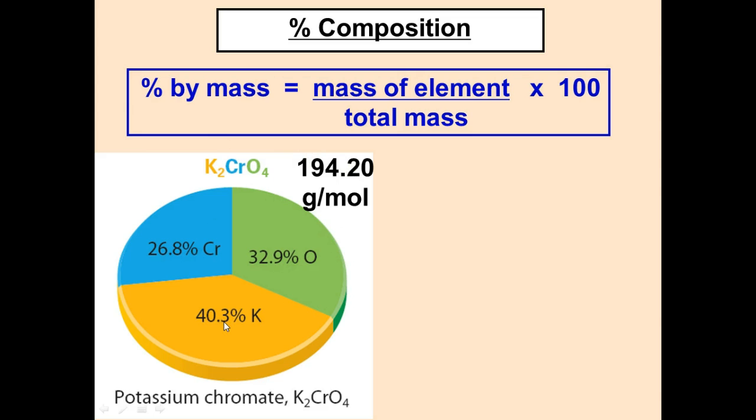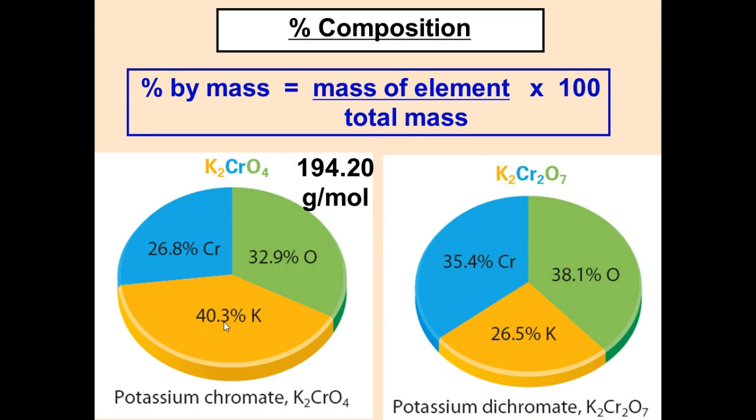And then same thing here, we have potassium dichromate. Notice how the percent changed: there's a higher chromium percentage than in potassium chromate because we added a second chromate here. There's a higher percent oxygen because there's 7 oxygen now instead of 4. And potassium's percentage decreased because we added more of the other elements but no more potassium.